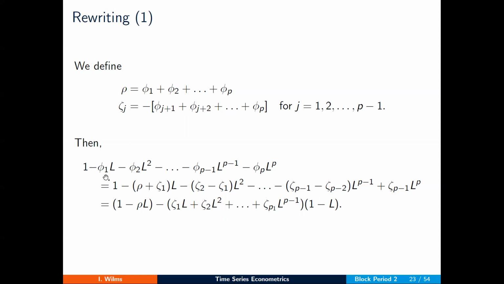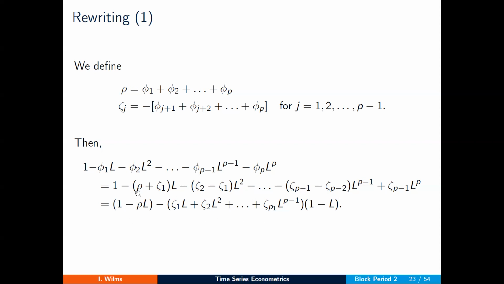So what is phi 1? Phi 1 is equal to the sum of all the phi's, so the AR terms as of lag 2 subtracted, which is nothing more than the sum of rho and zeta 1, the sum of all the AR parameters with the sum of phi 2 up until phi p subtracted. Similarly, the higher order phi's can be re-expressed as a difference of two neighboring zetas.